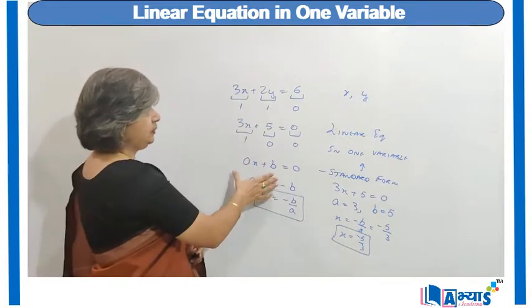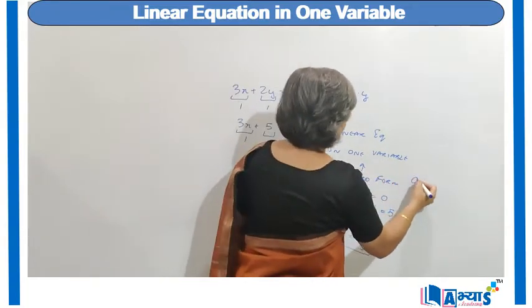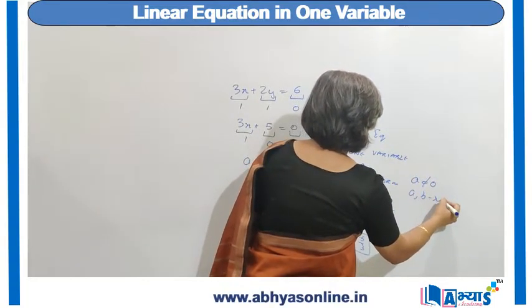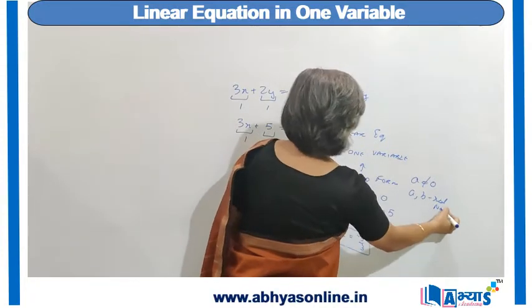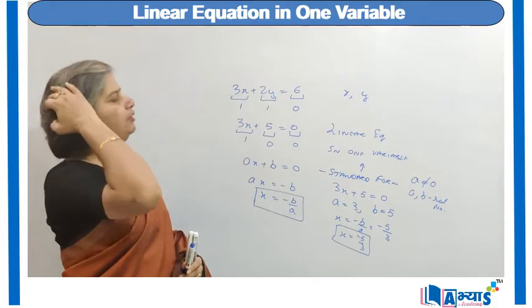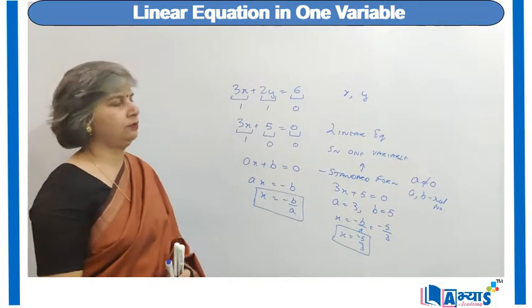So if ax plus b is equal to 0 is the standard form where a cannot be equal to 0 and a and b are real numbers. So we can say a linear equation in the standard form is ax plus b is equal to 0 where a is not equal to 0.